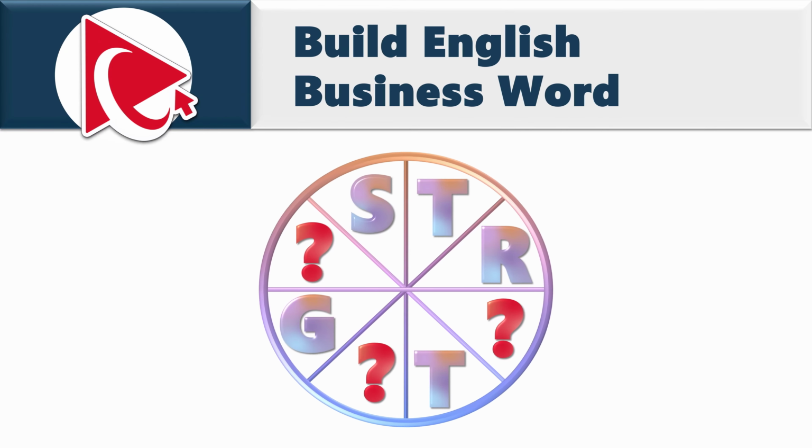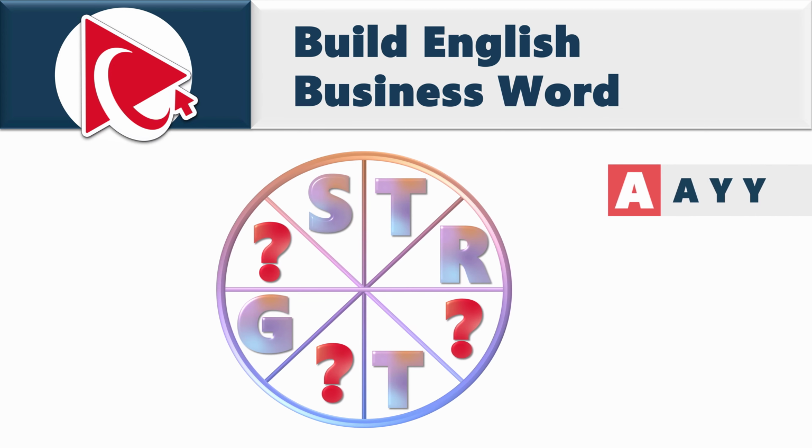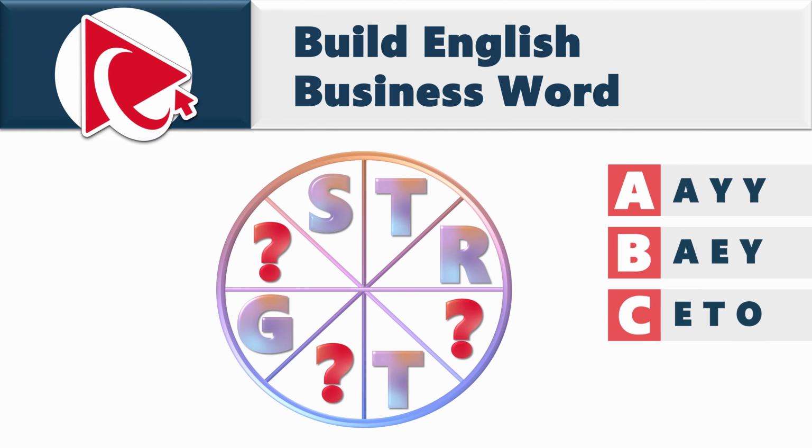You're presented with the circle, which contains letters inside. 3 letters are missing. You need to build an English business word by selecting 3 possible letters. For choice A, the letters are A, Y, and Y. For choice B, the letters are A, E, Y. For choice C, the letters are E, T, O. And for choice D, the letters are A and Y.